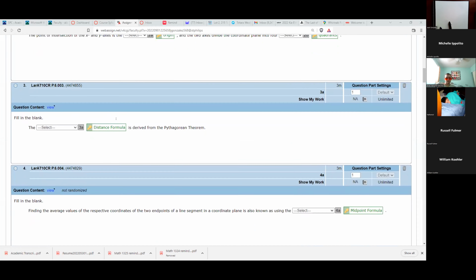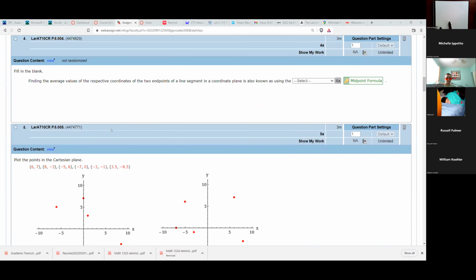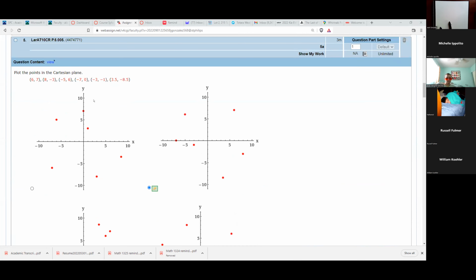All right, so the first few parts are just theory and concepts, which I hope you've looked through the notes for. As soon as we get to here, it's pretty basic. As long as you remember that the first coordinate, these are called coordinate pairs or ordered pairs. And so is x comma y.